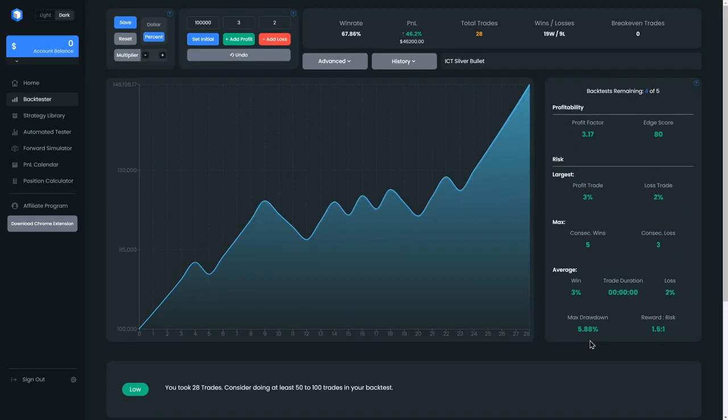Now remember, we only backtested this strategy for roughly 2.5 months, where we took only 28 trades. While it looks good and profitable, you would need to do further research, backtesting and forward testing to see what other conditions you can add to make it super profitable.